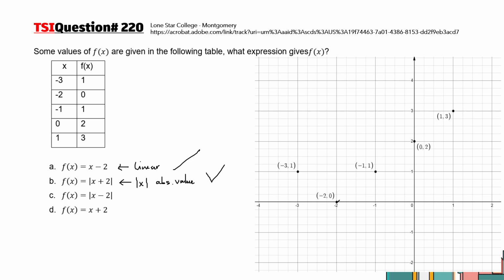And as you know, there's no way that you will have only one direction like this, because on this side it goes like this. So it has the V shape. So you can eliminate the linear choices.